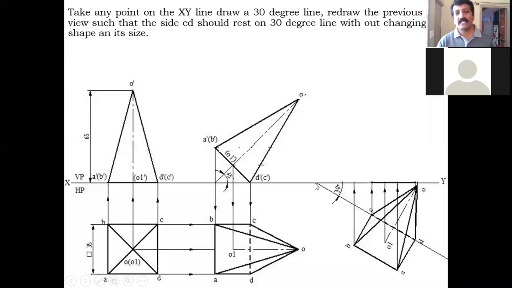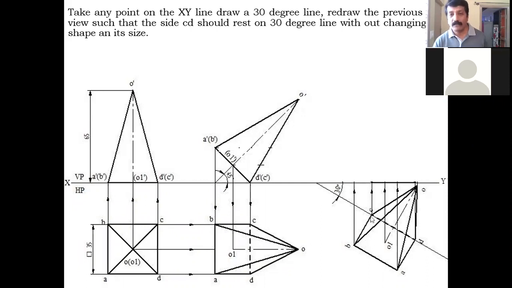For the third condition or the final condition, you can draw a 30 degree line in any direction. For my convenience, I have drawn the 30-degree line in this direction. Draw a 30-degree line from the XY line like this, and you have to redraw this previous top view such that this CD should come on this 30-degree line without changing its shape and size. How to redraw it? Let me explain.